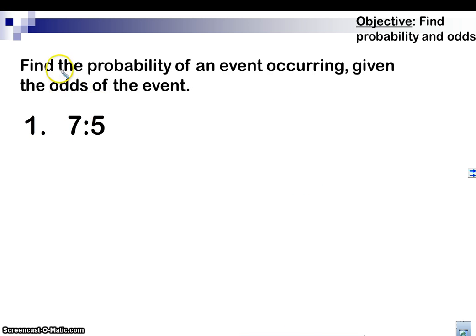Okay, what about to find the probability of an event occurring if the odds is 7 to 5? Okay, remember that this first number is S, this second number is F. Okay, this is the number of successes, this is the number of failures. My probability was equal to S over S plus F. So let's just plug it in. S is 7. 7 plus 5 is 7 over 12.